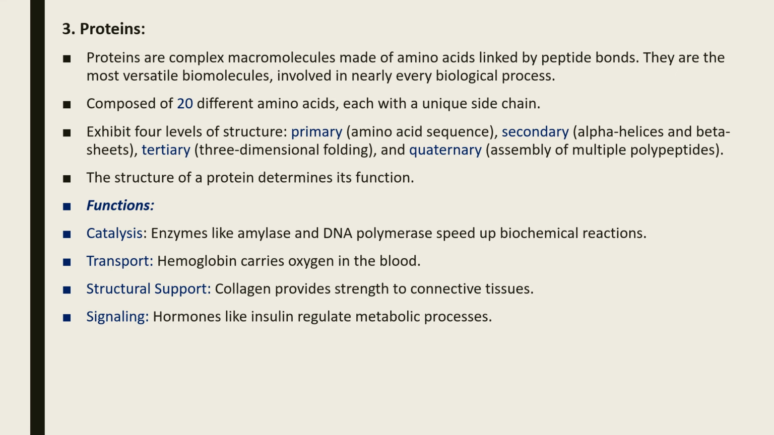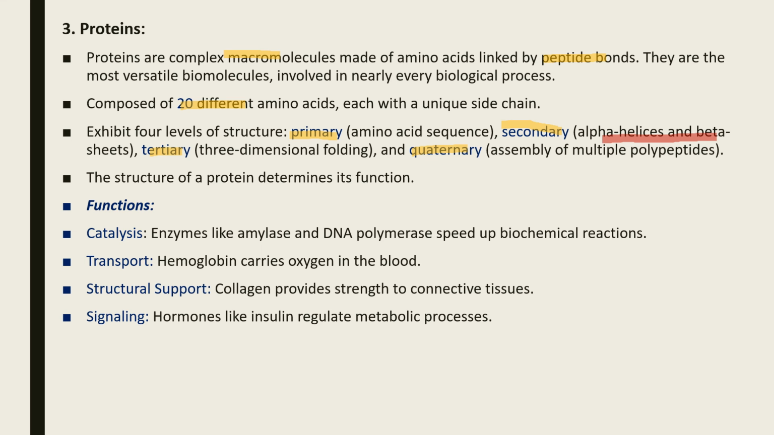Proteins are complex macromolecules made up of amino acids linked by peptide bonds, and proteins are composed of 20 different types of amino acids. There are four levels of protein structure: primary, secondary, tertiary, and quaternary. The primary is the basic structure. In the secondary, we have the alpha helices and the beta sheets. Then we have its function.